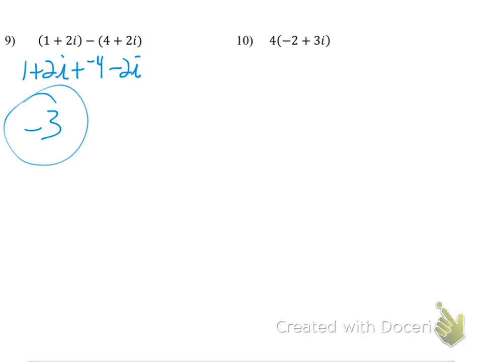Multiplying or distributing stays the same as before. We're distributing inside of the parentheses here. 4 times -2 is -8. 4 times 3 would be 12, and then we just tag the i with it. So -8 plus 12i.